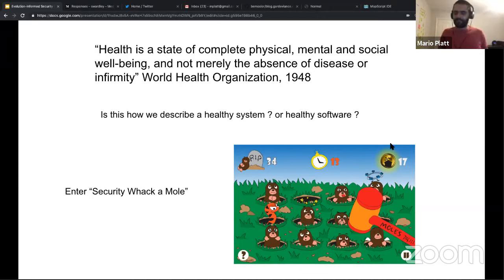At this point in time, and for the past 25 years, what the security industry has been doing is taking care of the absence of disease or infirmity, right? We find a disease, we find an infirmity, and go there, do the security guacamole we've been doing for the past 25 years. And we're now into the 2020s. We're getting the opportunity to rethink it and hopefully start getting some more healthy IT.